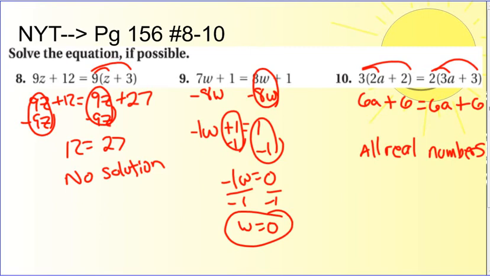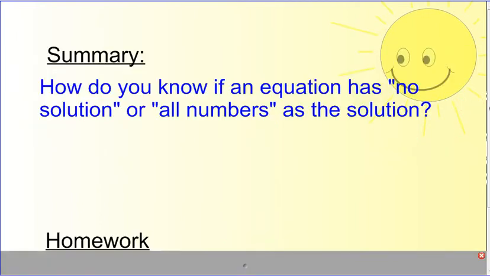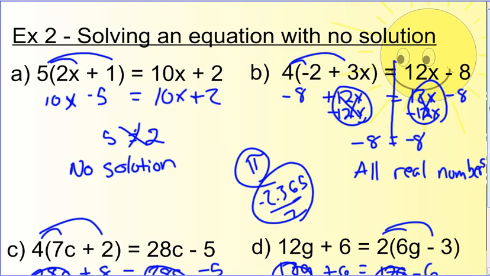All right, so what I'd like you to do, at the bottom of your note sheet in the summary box, answer this question. How do you know if the equation has no solution or all numbers as a solution? Pause the video, write down your answer, and if you can't answer this question, then you did not understand the whole second half of the lesson. You don't understand why we did these things. How did I get things like no solution, all real numbers?